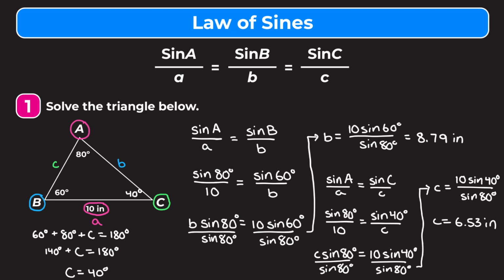So let's just box our answers. We got that angle C is 40 degrees. We got side B is 8.79 inches. And we got that side C is 6.53 inches. So we found all the missing angles and sides in our triangle. Let's go over another example.